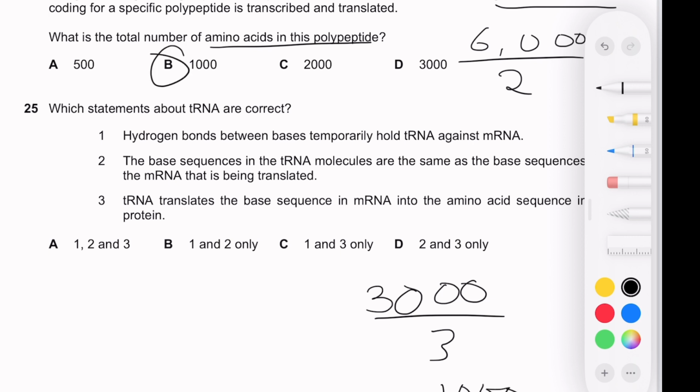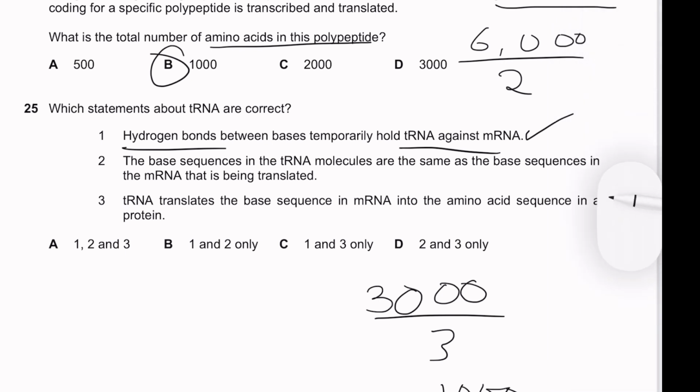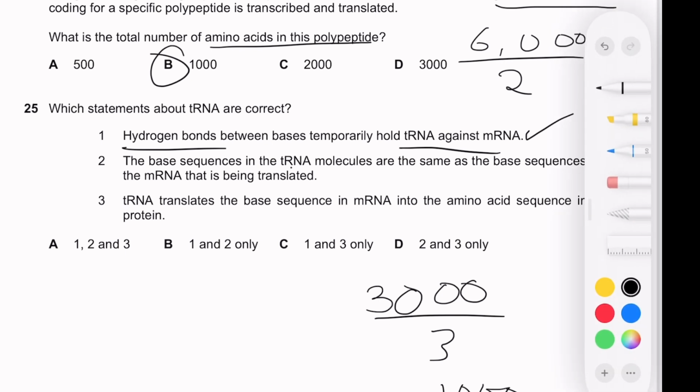So which statements about tRNA are correct? Hydrogen bonds between bases temporarily hold tRNA against mRNA. Hydrogen bonds, that is true. Okay, the base sequence of tRNA molecules is the same as the base sequence of the mRNA that is being translated. Actually, that's wrong because tRNA has a complementary anticodon.